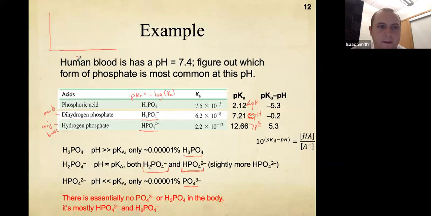Okay, so we have pH. All right, so here I'm going to draw, I guess this would be percent abundance or whatever. Okay, so first I'm going to draw phosphoric acid.